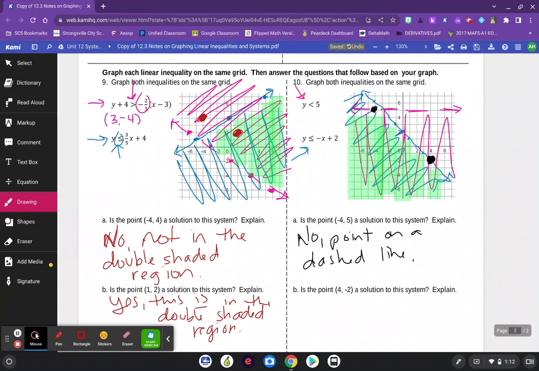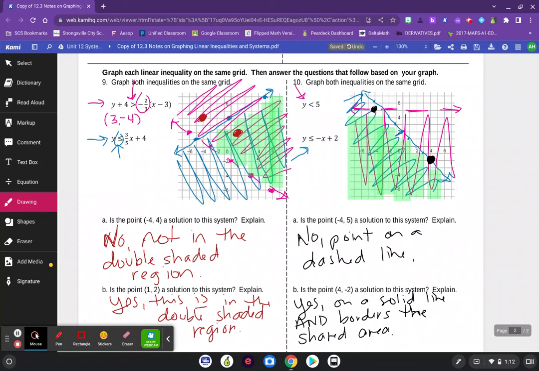Again, I got my black point going here. I'm on my blue line. Now, this borders the double shaded region. And it's on a solid line. And so you say, yes, okay, it's on a solid line. And you need to state both. It's on a solid line and borders the shared region or shared area. Okay, and so that's the difference between those two.